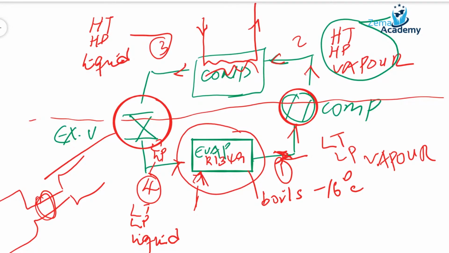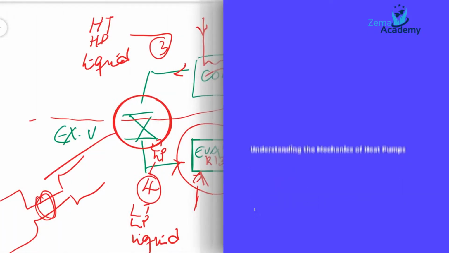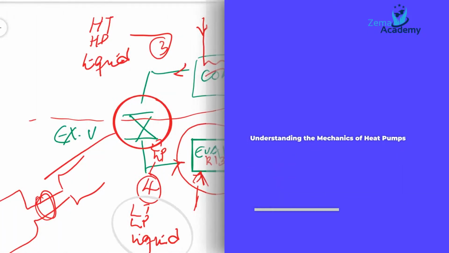So as you can see, from point 3 when you come back to point 4, you come back to the same point that we started, which is low temperature and low pressure liquid. Then you feed it back again to the evaporator, and the circuit repeats itself.